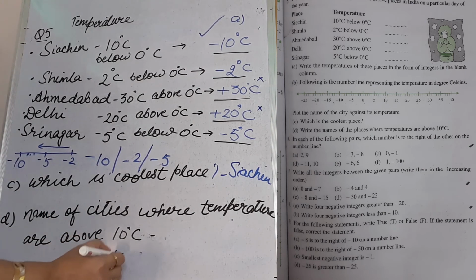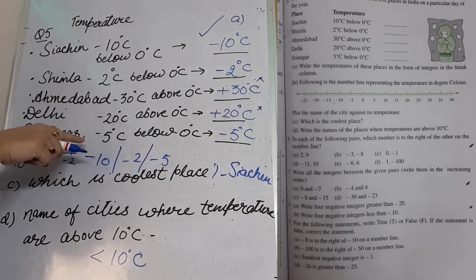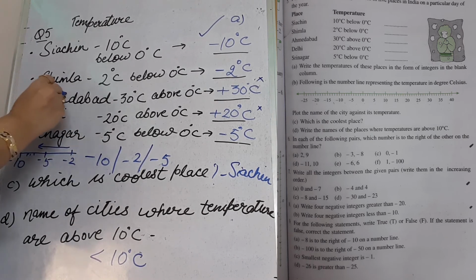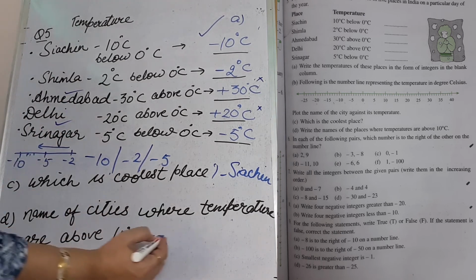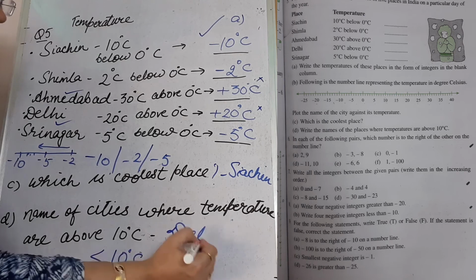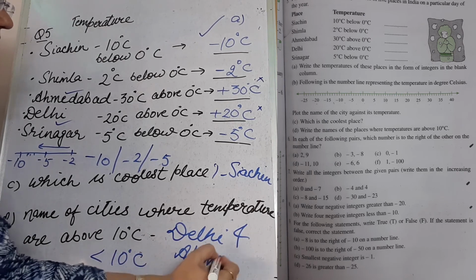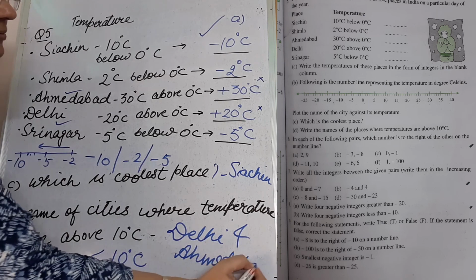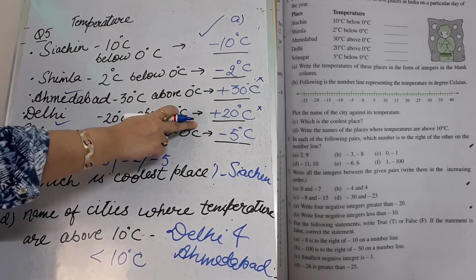Next is you have to name the cities where temperatures are above 0 degree C. Above means plus 10 degree C. Now we are talking about plus 10 degree C. See this. Name the cities having temperature greater than 10 degree C. Yes, Ahmedabad and Delhi. So answer would be Delhi and Ahmedabad having temperature greater than 10 degree C.